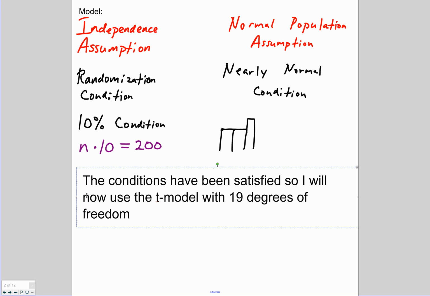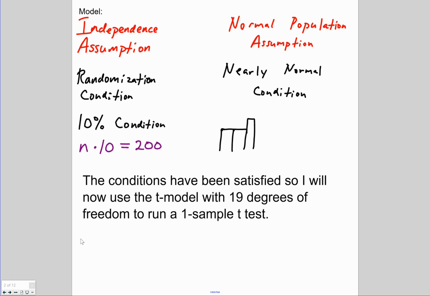This statement is basically telling the person reading it what you're going to do. So you're saying, I'm going to use a T model with this many degrees of freedom to run a one sample t-test for the mean. Do I need to go back to the histogram? No, we got that sketch. Okay.